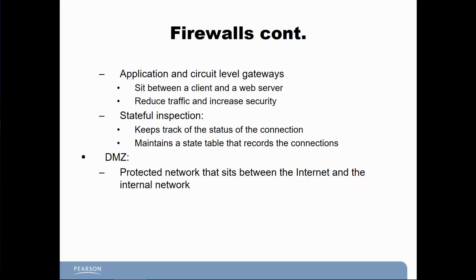So we're also looking at application and circuit level gateways. They can be sitting between our end nodes and our web servers. While it does reduce traffic and increase security, it does include overhead. So when we said it doesn't need deep packet inspection, we actually have this item called stateful inspection, and this does keep track of the status of a connection. It maintains a state table that records a connection, and stateful with deep packet inspection can analyze detailed packets.